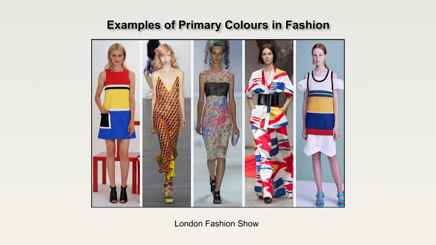The fourth one is a graphic printed dress by Osman. The print has the three primary colors, red, yellow and blue. The last picture shows a color blocked dress by Jill Sander, and again the usage of primaries can be seen here.